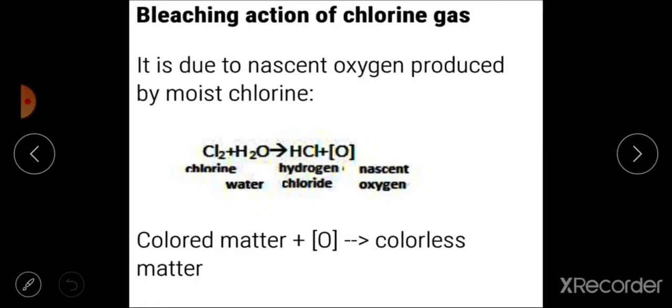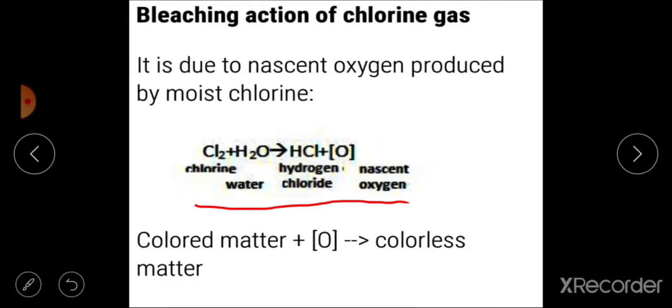The bleaching action of chlorine is due to the nascent oxygen produced by chlorine in moisture. It liberates nascent oxygen from water, which is responsible for its oxidizing and bleaching property. Here this chlorine gas in the presence of water produces this nascent oxygen. You can see this reaction. Nascent means a single oxygen atom.